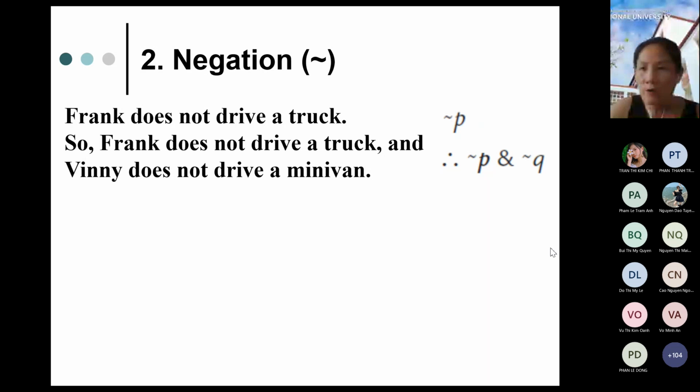Okay, make sure you have 4 parts in your answer. First, the names of the variables. Second, the symbolic form of the argument. Third, the truth table, with the rows highlighted or circled to indicate that you are looking at that row. And last but not least, the validity of the whole argument.